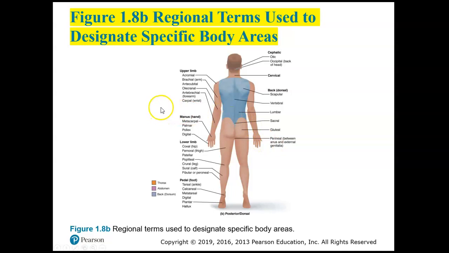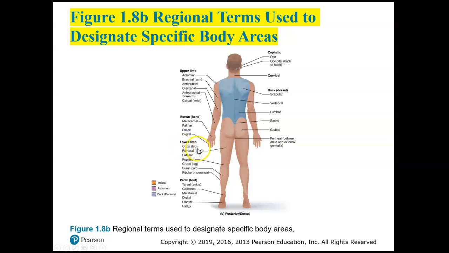Now, this is the posterior view of the same figure. On the left side, we can still see the acromial region, which is the shoulder, and the brachial. Antecubital, you can't see, which is the bend in the elbow, which is on the anterior view. But you can see the elbow region, which is called the olecranal. The antebrachial is the forearm, the carpal is the wrist, and you can see all the same structures in the manus or the hand. Metacarpal and digital, you can see the pollex. I don't know why it doesn't have a line to it. But since you're looking at the back of the hand, you wouldn't call that palmar.